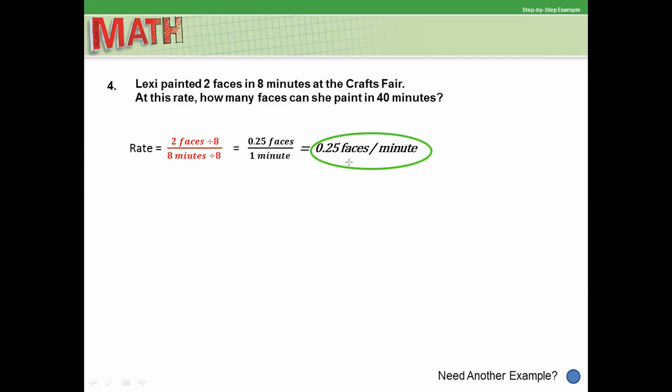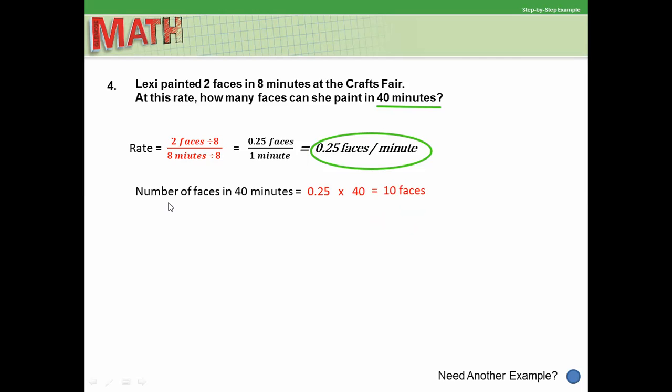And the rate is very important to calculate this part. In 40 minutes, how many faces? I will multiply the rate by the minutes needed to find the number of faces. Here, she paints 0.25 faces in each minute. So in 40 minutes, how many? I will multiply 0.25 times 40, which is 10 faces.